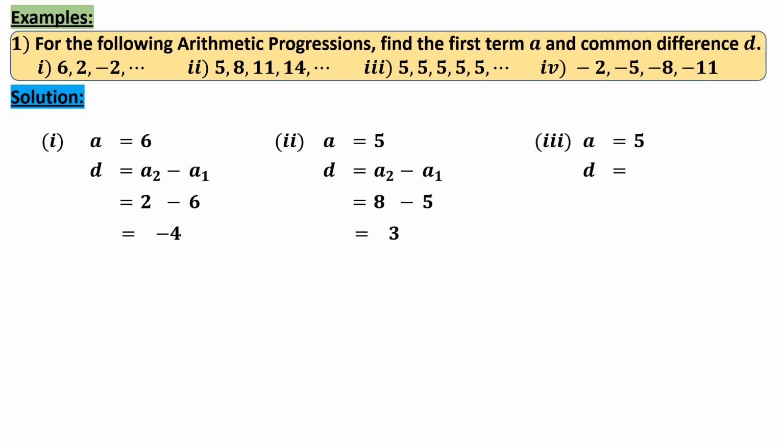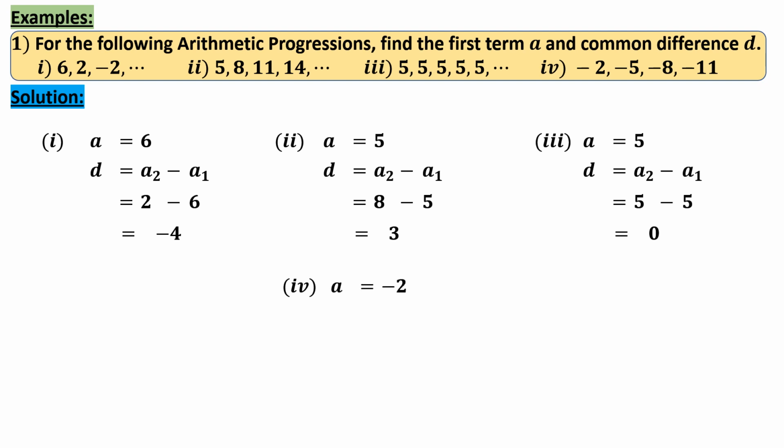Third one, a is 5, d is a2 minus a1, 5 minus 5 equals 0. We have 0 as the common difference here. When do we have the common difference 0? When all the terms are the same. In the given example, 5 is repeated infinitely. In such cases, we get 0 as the common difference.